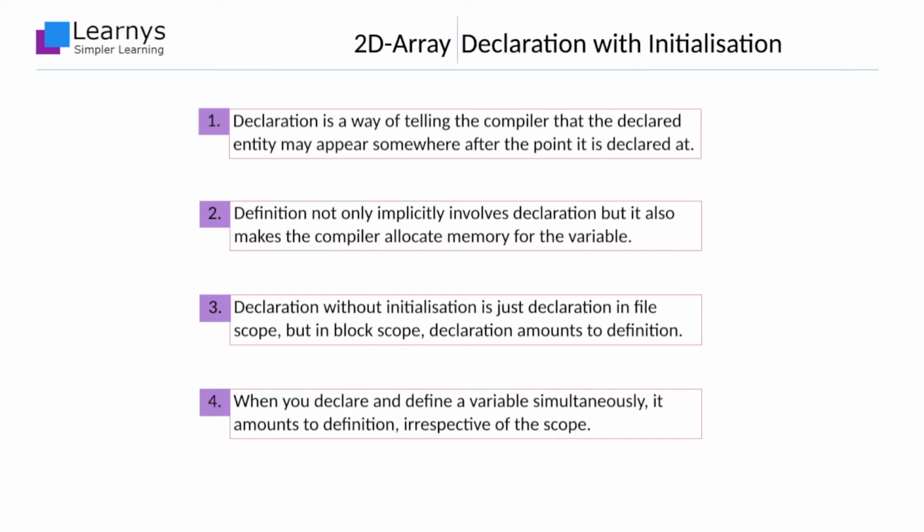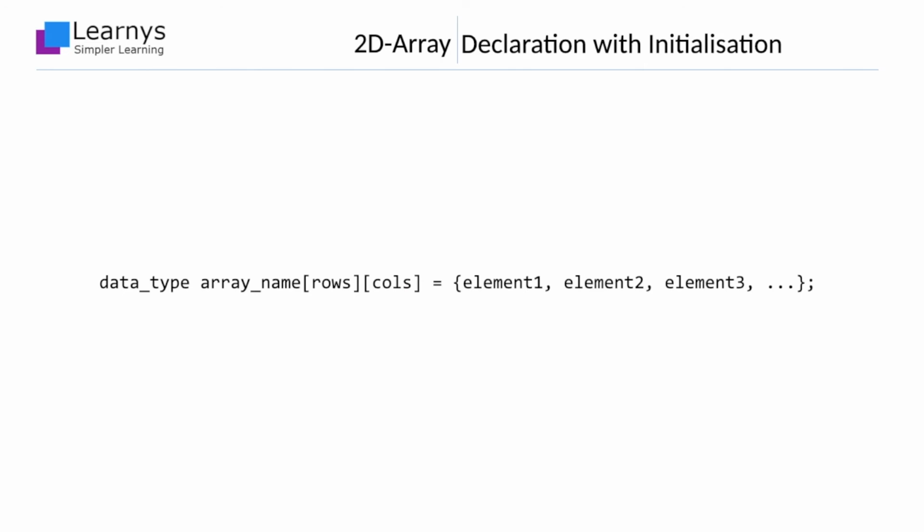Similar to one-dimensional arrays, two-dimensional arrays can also be initialized while declaring them. This is the general format for initialization while declaration. The left-hand side of this statement has four elements: data type, array name, and the number of rows and columns of the two-dimensional array. All these elements have already been discussed in the previous section.